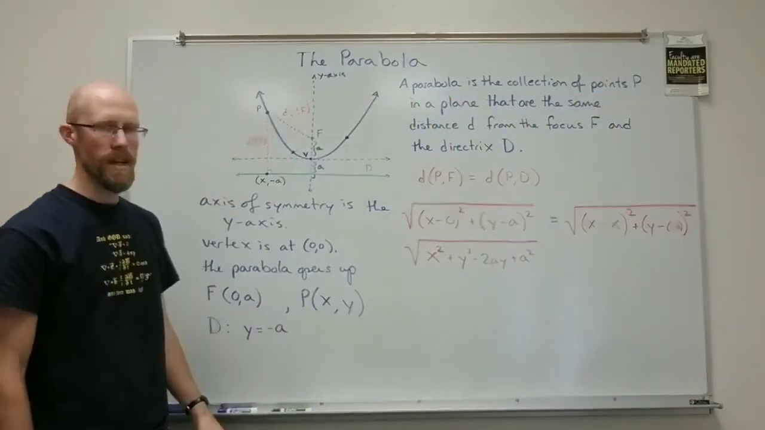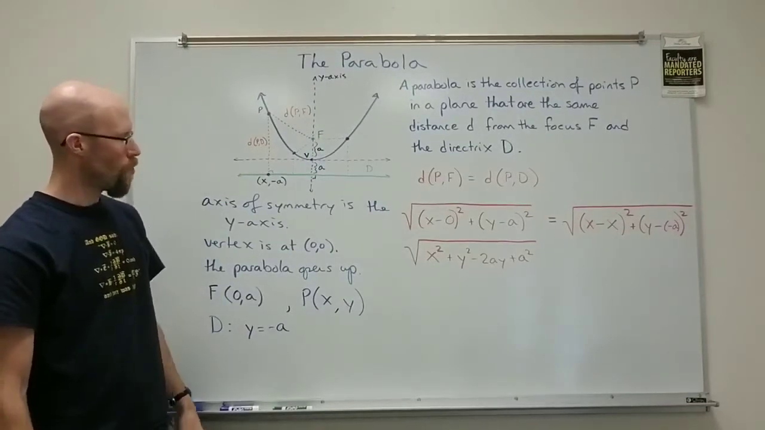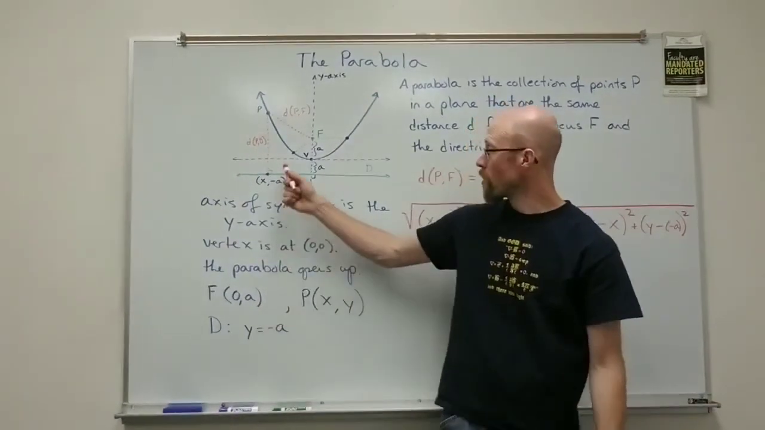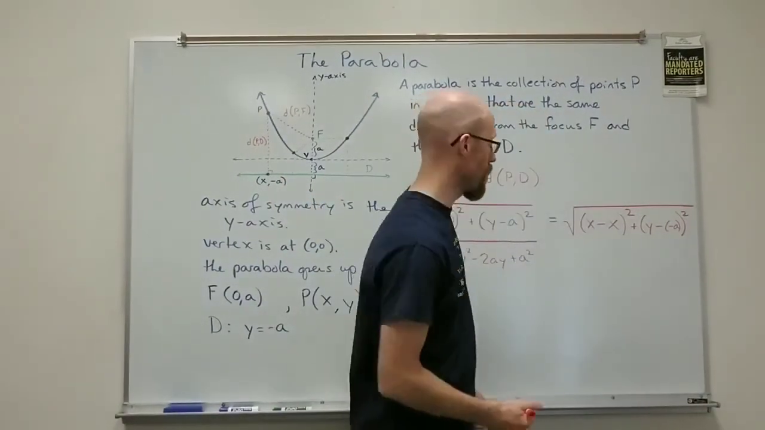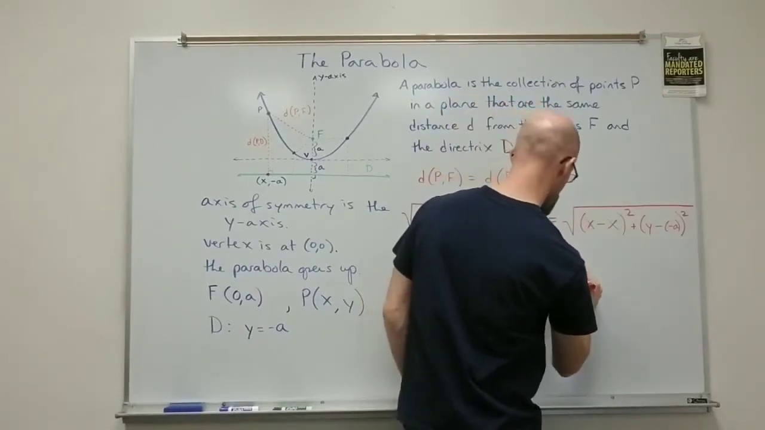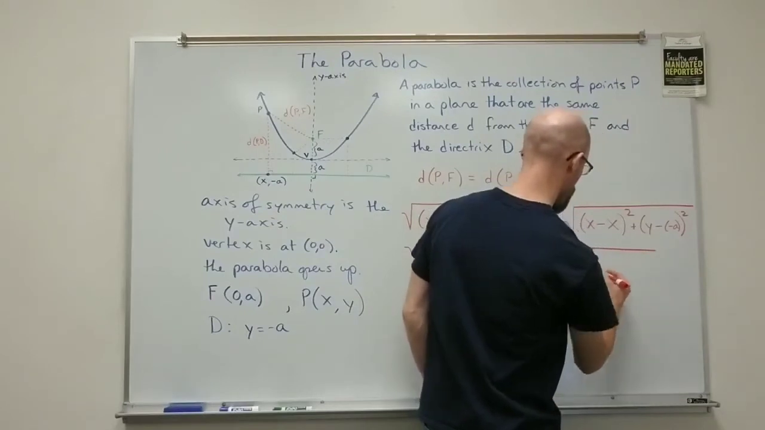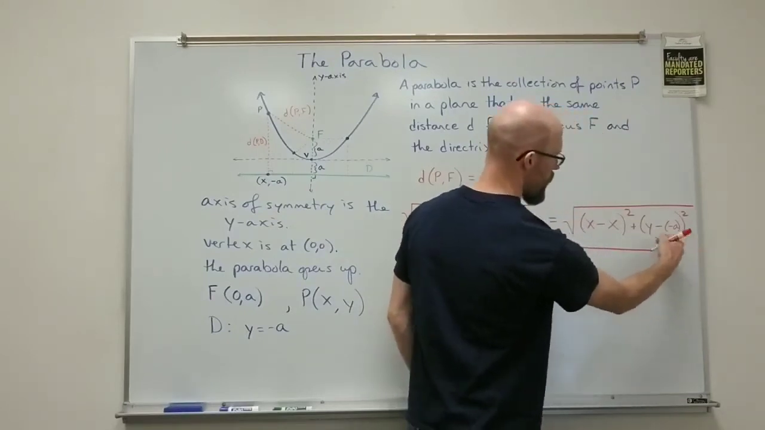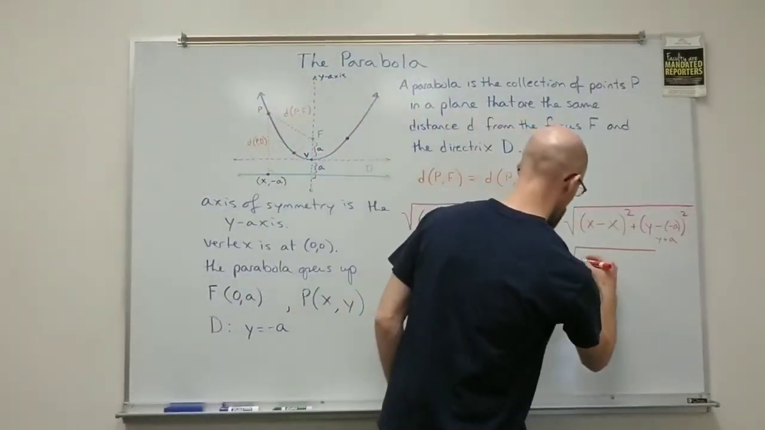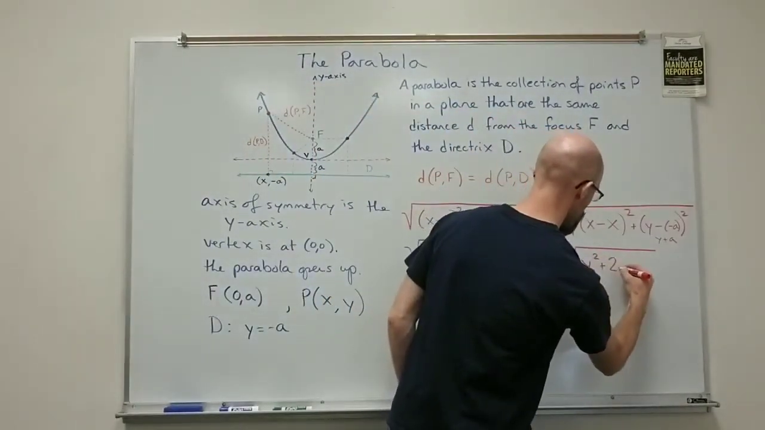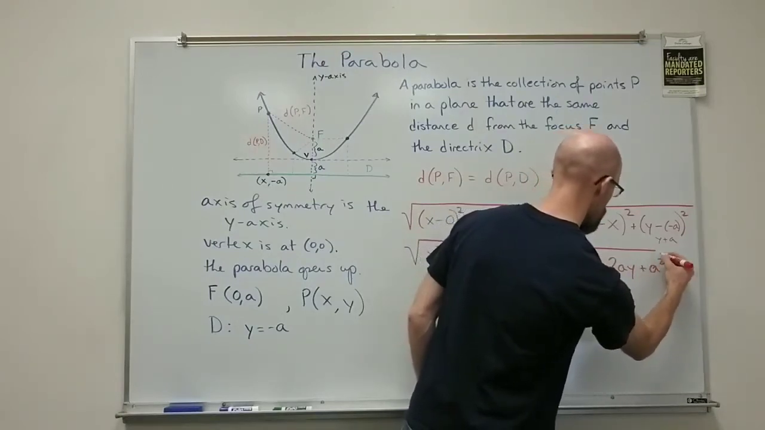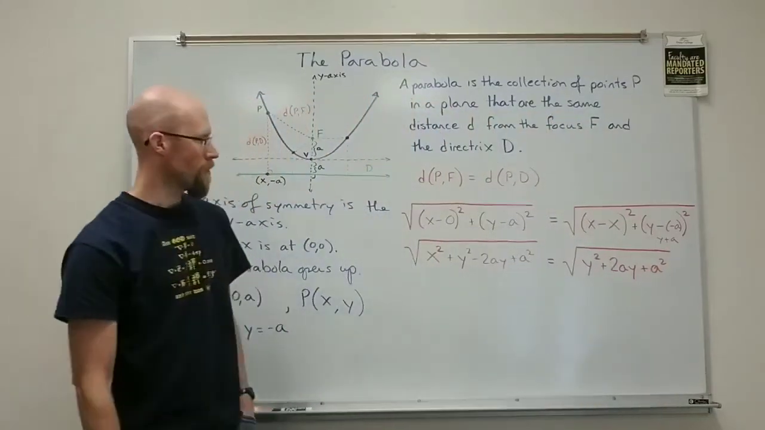Y minus negative a. Now there's a double negative on that y coordinate there when I subtract it, which makes it a plus. So the x's drop out. This becomes the square root of y plus a quantity squared. And if I expand that, that would be y squared plus 2ay plus a squared.